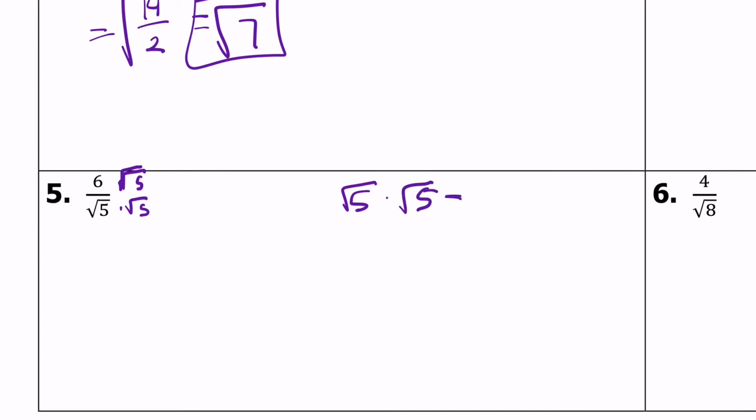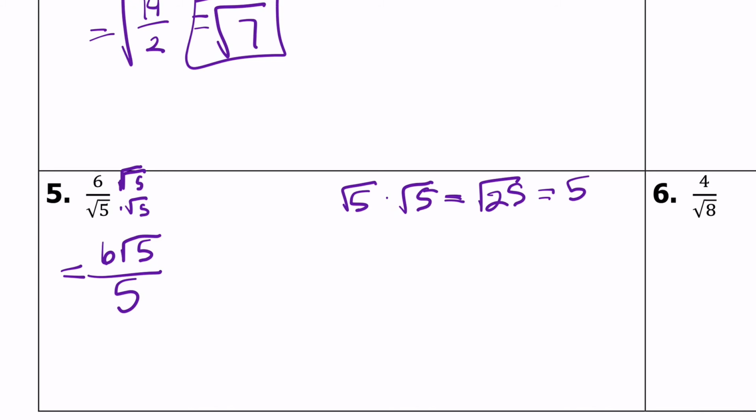Square root of 5 times the square root of 5. If I use my product rule, that's going to give me the square root of 25, right? Well, the square root of 25 is a perfect square, so that's just going to equal 5. So when I multiply this radical in the denominator by itself, I'm eliminating that square root sign. That leaves me with 6 times the square root of 5 divided by 5. It's just canceling out that root sign underneath there for me. Okay? And then I see if I can simplify from there. I can't. I'm finished.